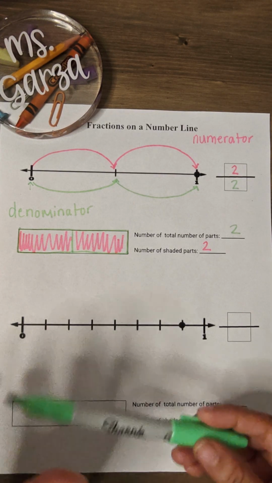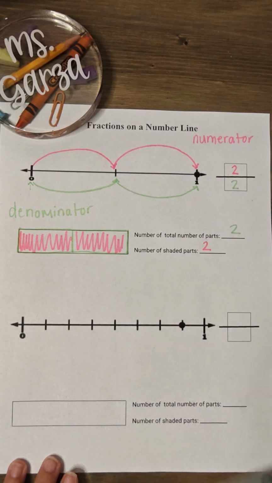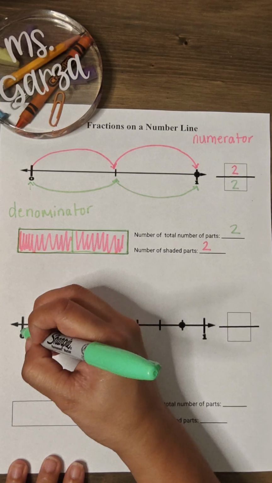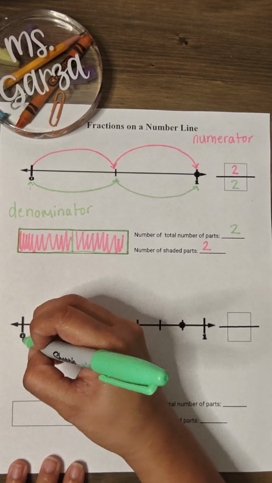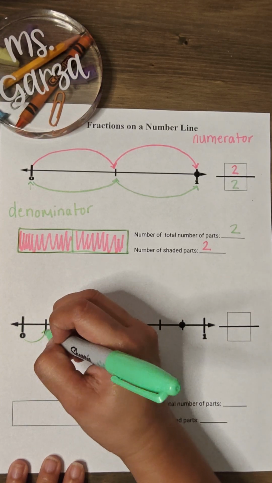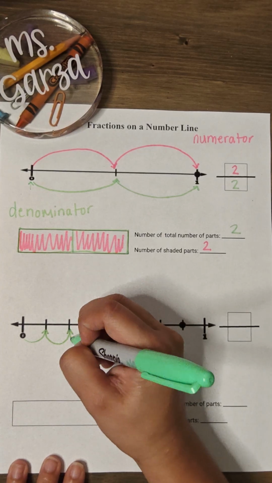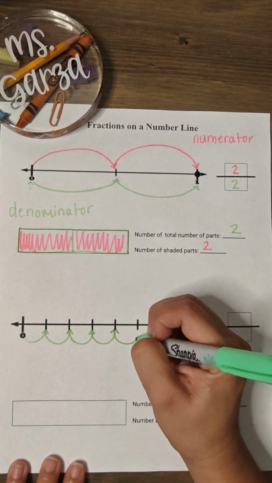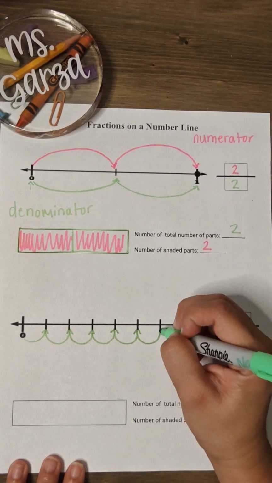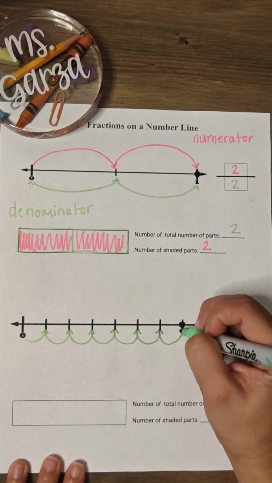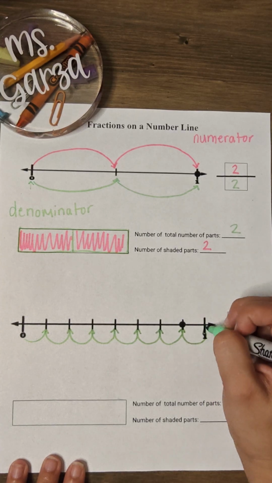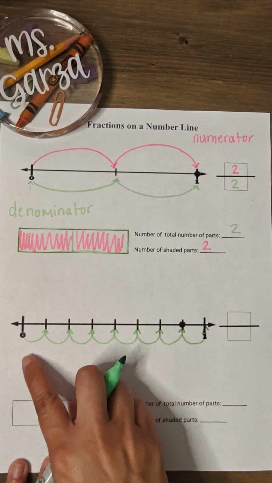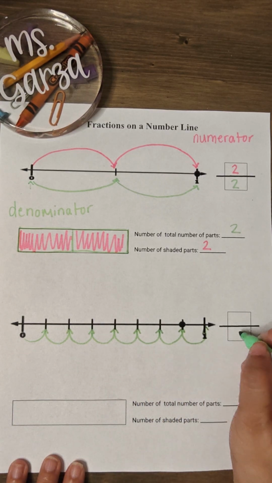First, we're going to start with our denominator that is shown in green. We're going to count the total parts down here. Starting with a 0, we have 1, 2, 3, 4, 5, 6, 7, 8. And we stop at the whole number. So we have a denominator that will be 8.